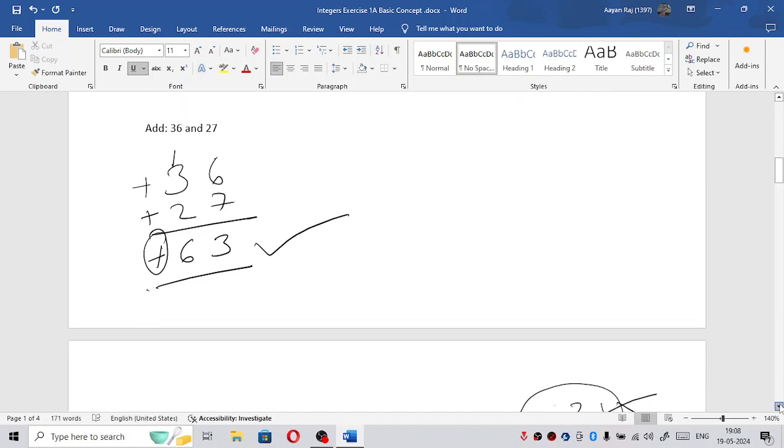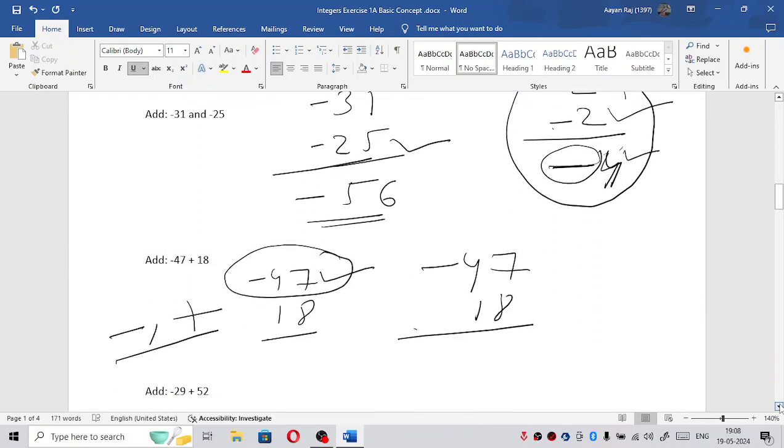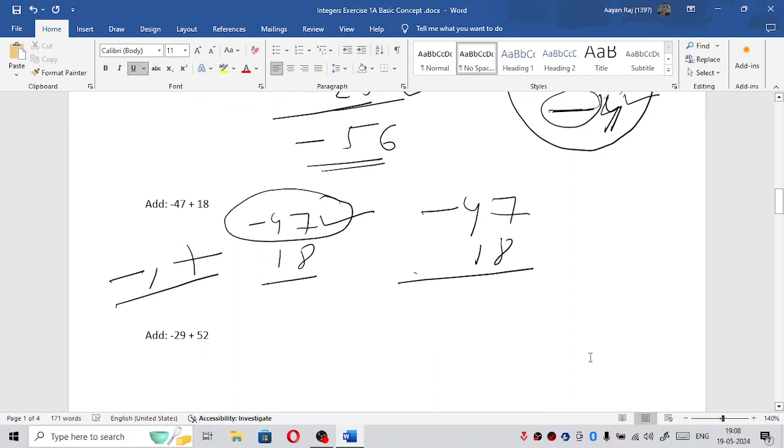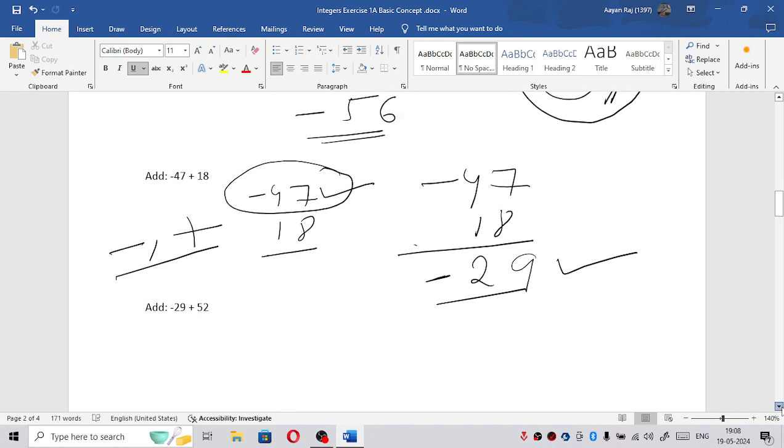So let's come back to the question which we were doing. Minus 47 plus 18. What we have to do, as I said, is subtract. 7 and 8, so it will take borrow 1. So it becomes 17. 17 minus 8 would be 9. And then you have 3 here. 3 minus 1 is 2. Now, as I said, the sign of the bigger number will come. So what is your answer? Minus 29.